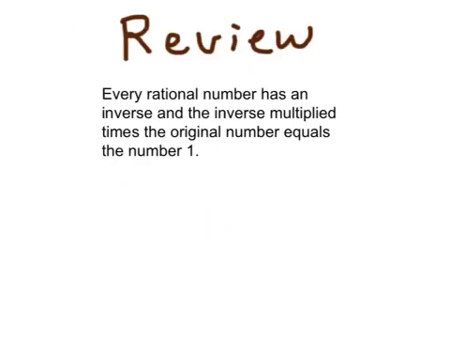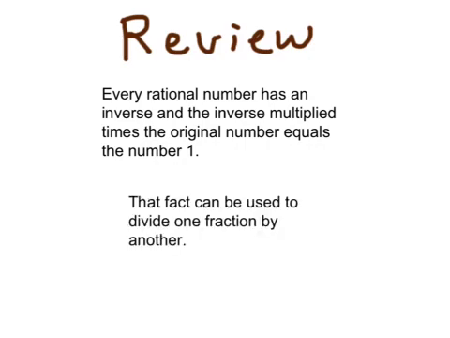To review then, we learned in this lesson that every rational number, that's every number that can be expressed as a fraction, has another number associated with it called an inverse. And the inverse multiplied times the original number always comes out to be 1. And we saw that that fact can be used in dividing one fraction by another. We multiply the denominator by its inverse to turn the denominator into 1.